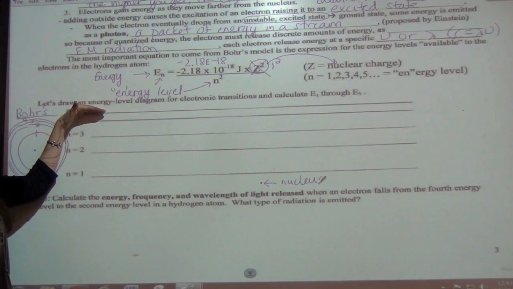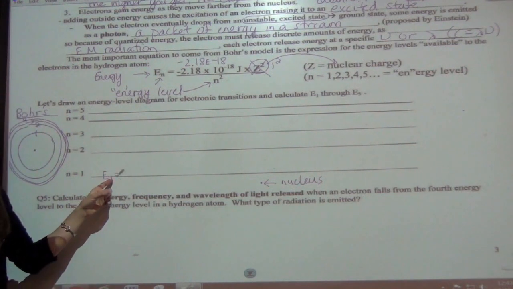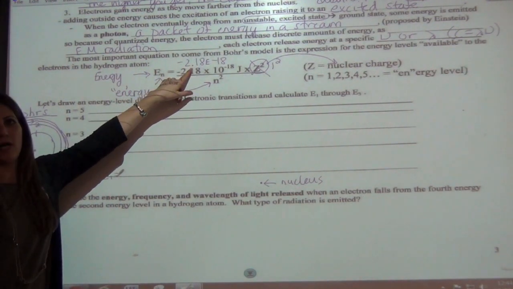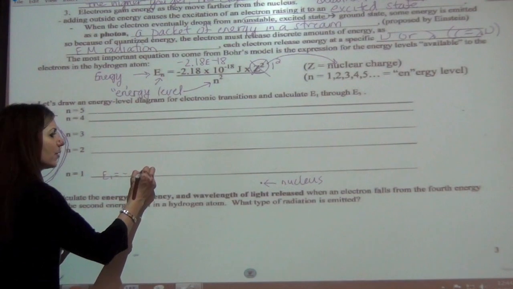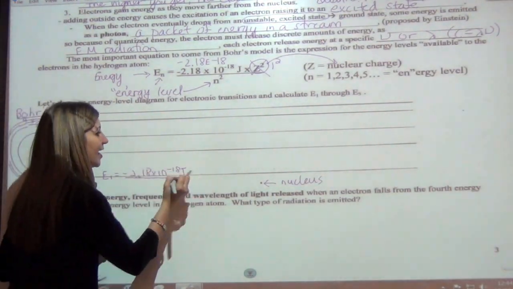Okay, so what we're going to do is calculate using this equation for E1 to E5. So let's start down here with E1. Okay, let's use the equation. If n is 1, then all we're going to do is negative 2.18 times 10 to the negative 18 joules divided by what?